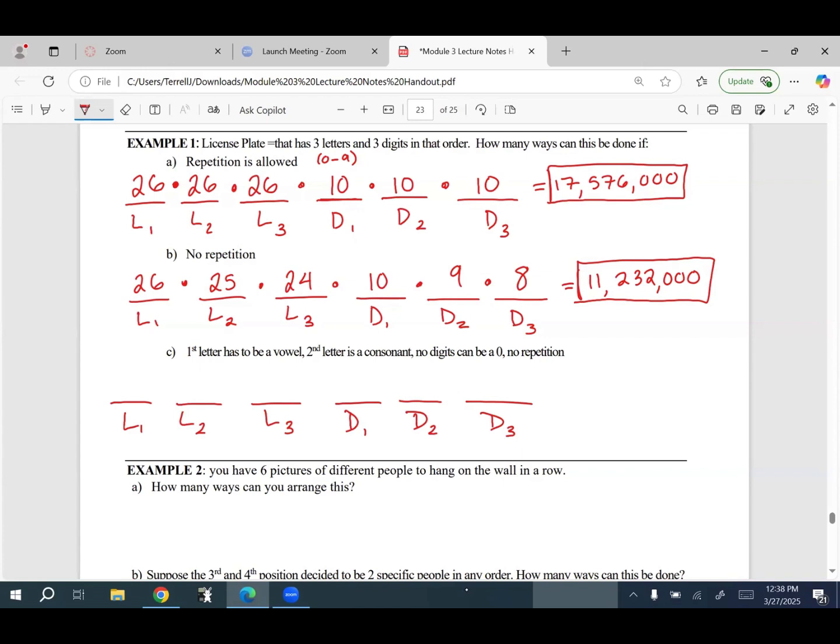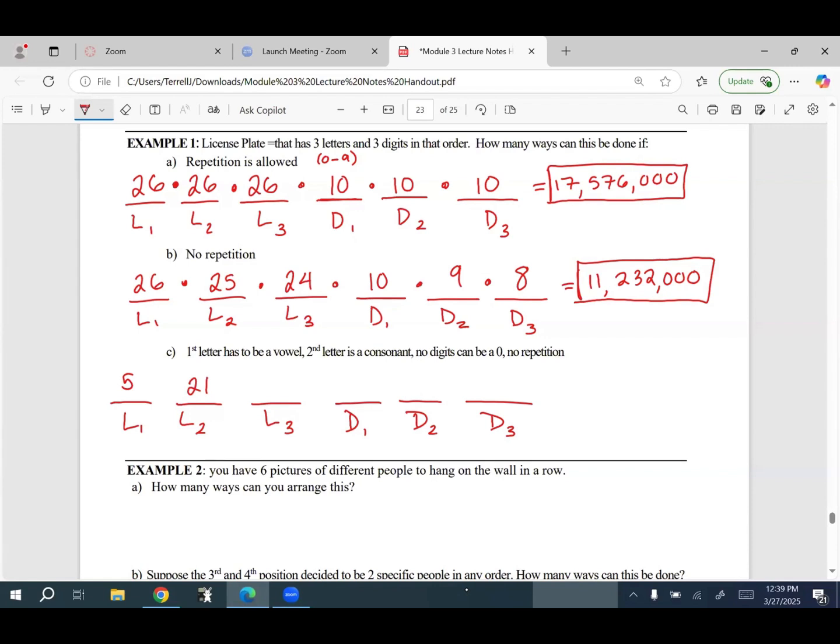And now it's saying the first letter has to be a vowel. Well, the vowels are A, E, I, O, U, so there are 5 options there. The second letter is a consonant. Consonants are all the other letters that are not vowels. There are 21 consonants.